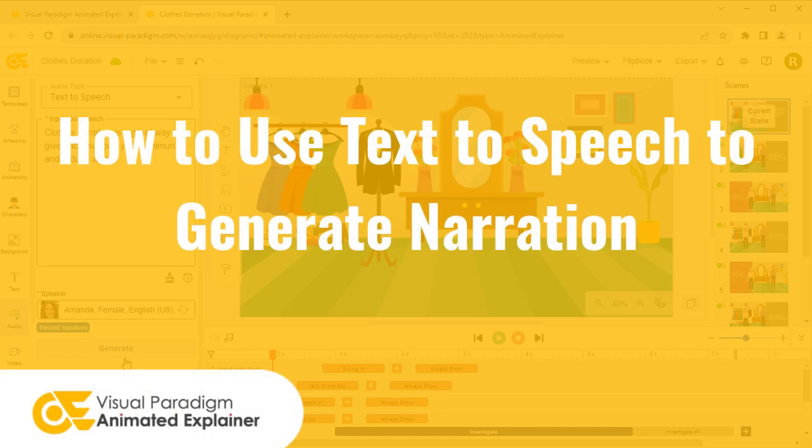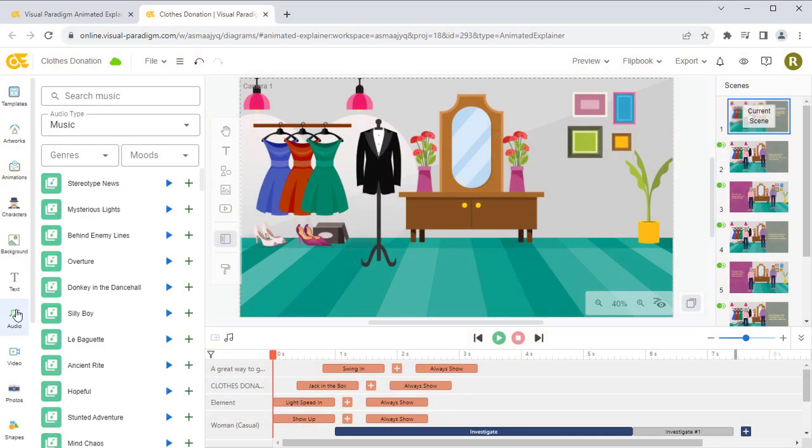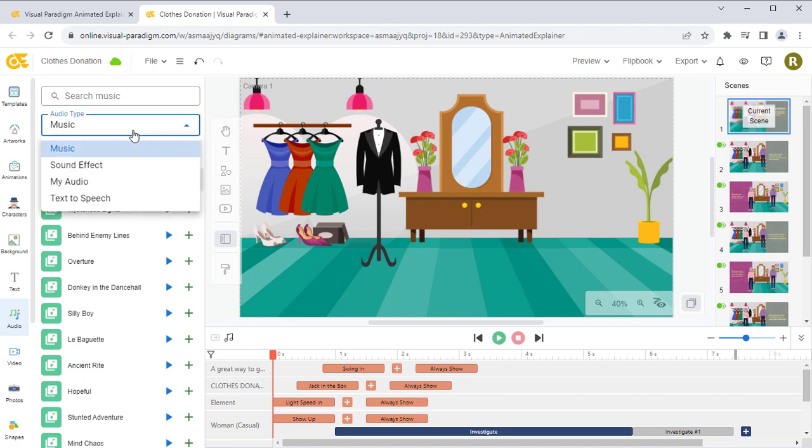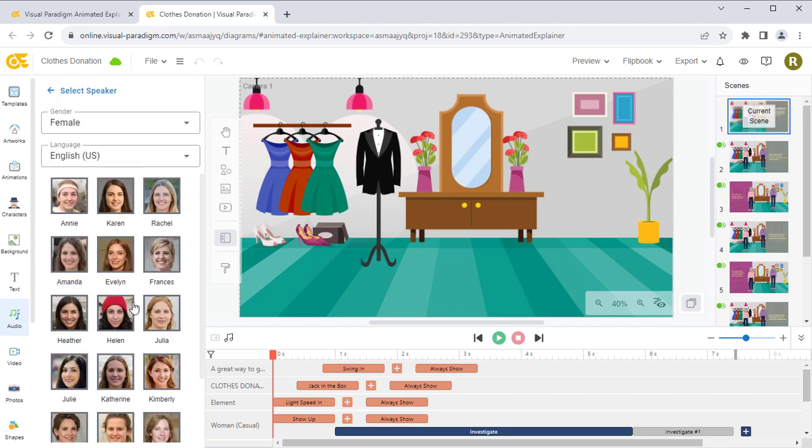Visual Paradigm Animated Explainer can generate narration from your text script. When editing your video, press the audio button on the left-hand side toolbar. Select text-to-speech under audio type. Enter your narration script. Then press the Select Speaker button to choose your speaker.